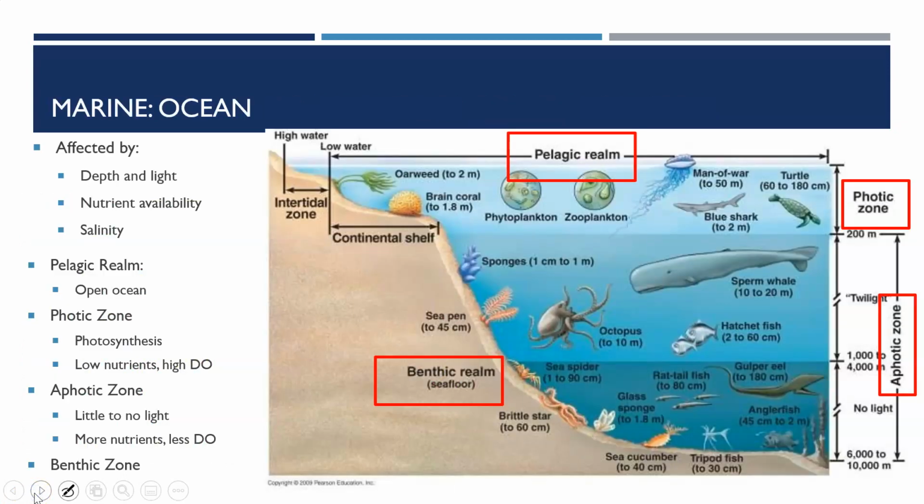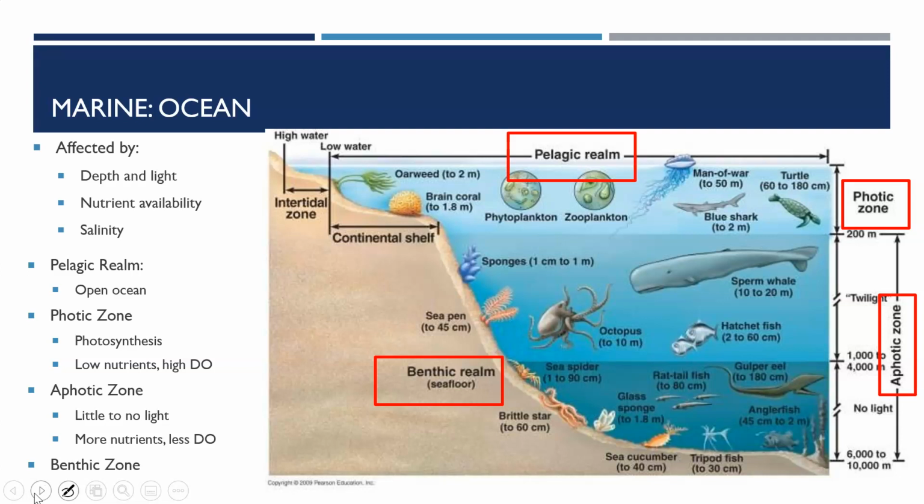Some of these phases are pretty similar to our marine ecosystem. So we're going to start by looking at the ocean. And the ocean is affected by the depth and the light. Again, we said depth affects the light penetration, and the ocean is way deeper than lakes and ponds, so that's a pretty important factor. They're also affected by the amount of nutrients that are available and the salinity. So the ocean is not a consistent amount of salt everywhere you go. It does change.